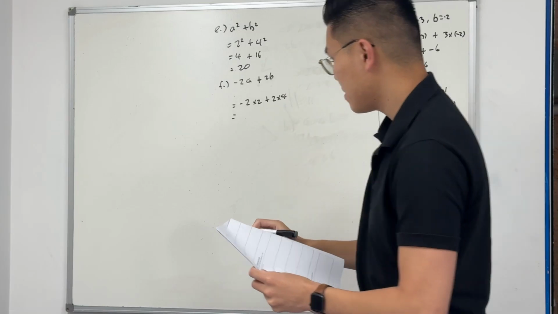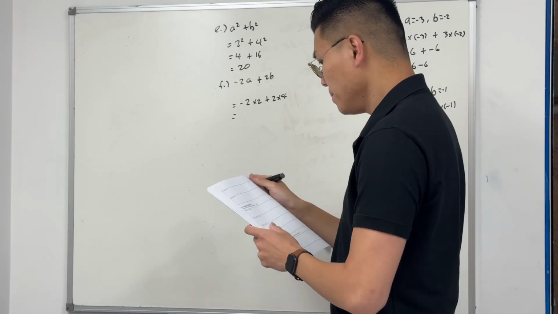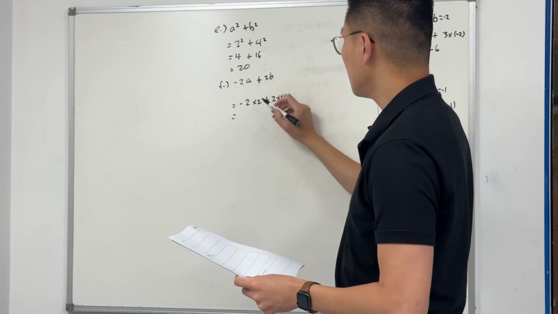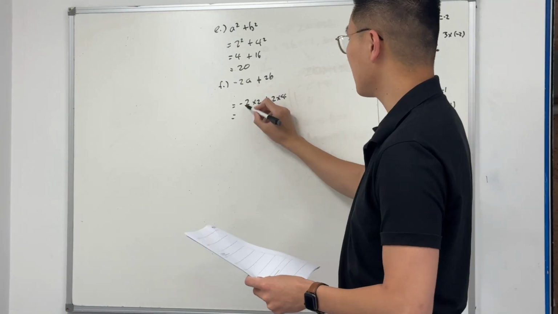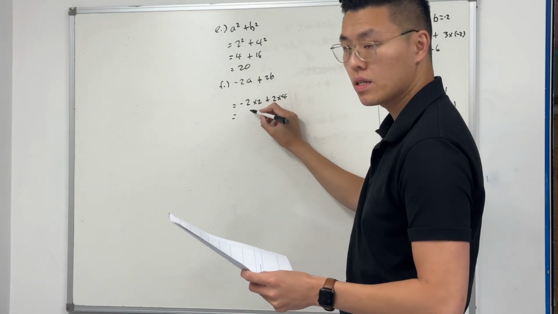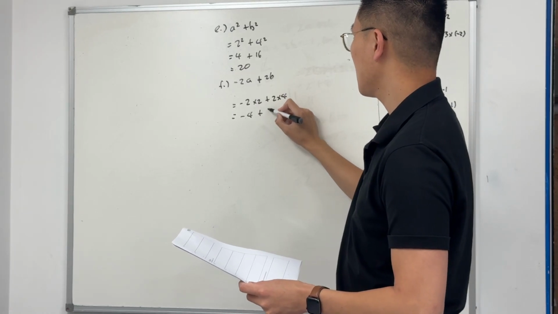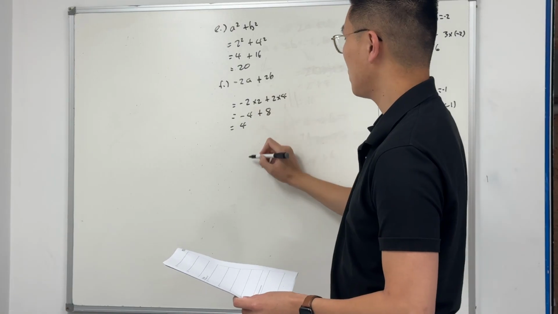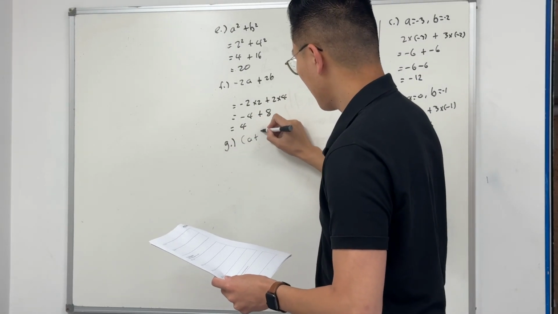Okay, next one, minus 2a plus 2b. That's on the next page. Okay, I've done it on the board for you. So minus 2 times 2 plus 2 times 4. What's minus 2 times 2? Negative 4. What is 2 times 4? 8. What's minus 4 plus 8? 4. Okay.